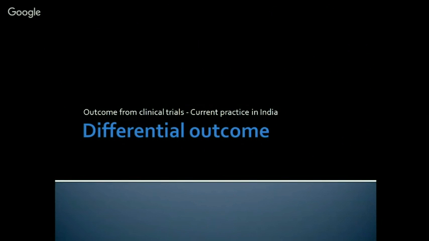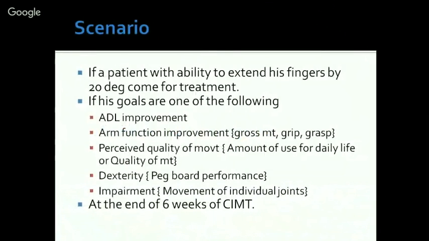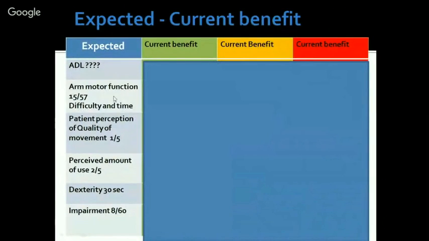But for that, what we need is what is the current level of ability you are having currently. But many of us in India are not accustomed to using these scales. However, since we have discussed, you will have a better understanding of what these scales mean. So let's look into what's the differential outcome of it. If a patient with the ability to extend his fingers by 20 degree comes for treatment, if his goals are one of the following, like improvement in ADL, arm function, perceived quality of movement, or dexterity or impairment, after you apply CIMT for a period of 6 weeks, the expected benefits are the following, which I have shown here.